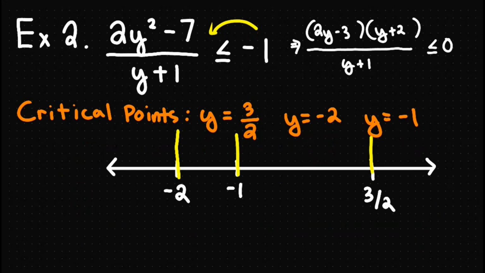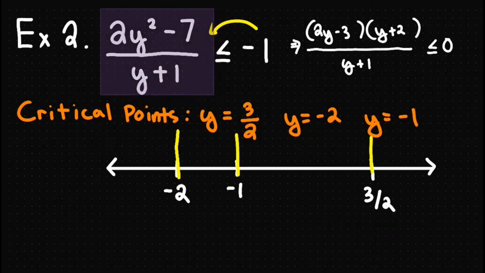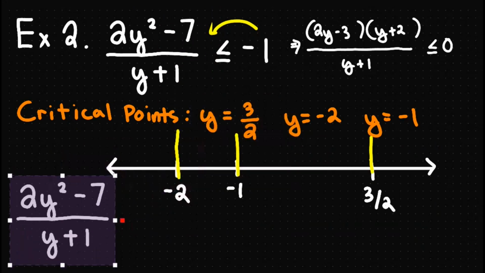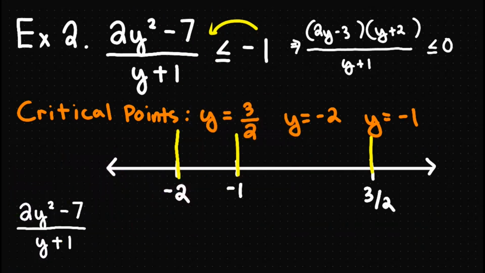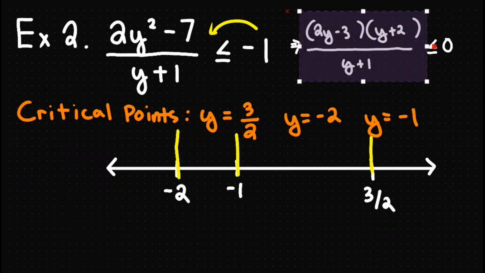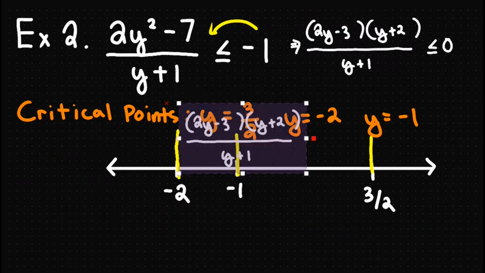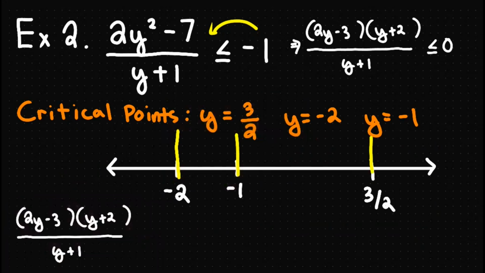So let's first have a test value for this region. Let's copy this one. I copied incorrectly. It should be this one. Apologies for that. So let's take a value around here. We can take a value less than negative 2, which is negative 3.